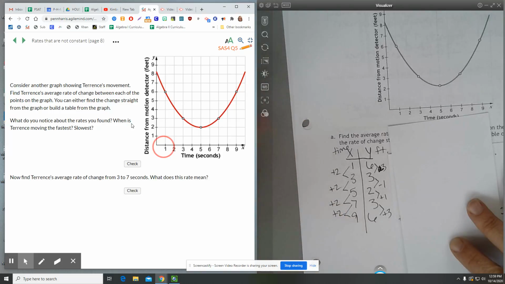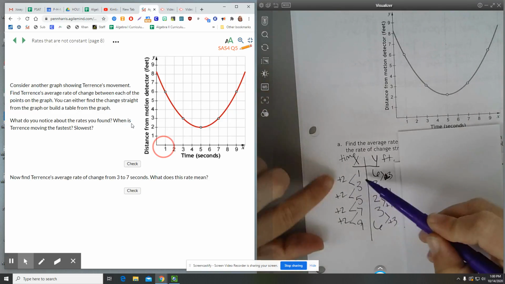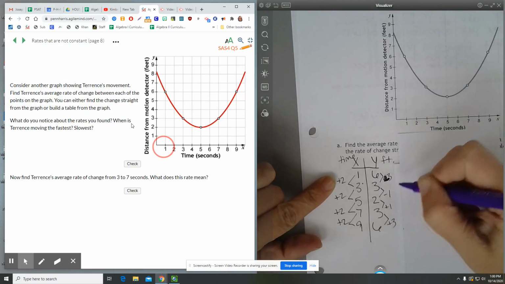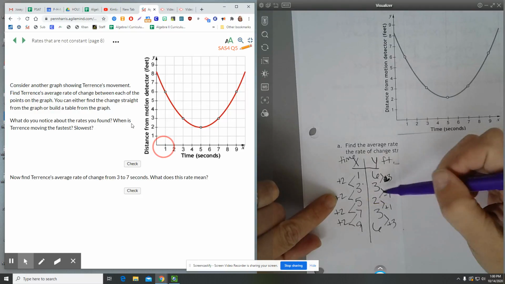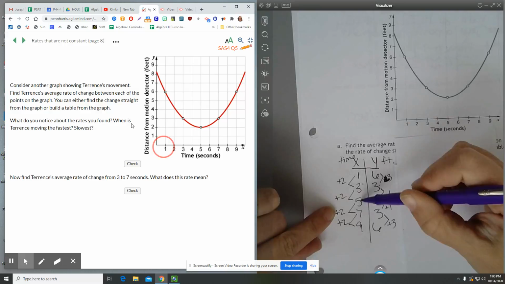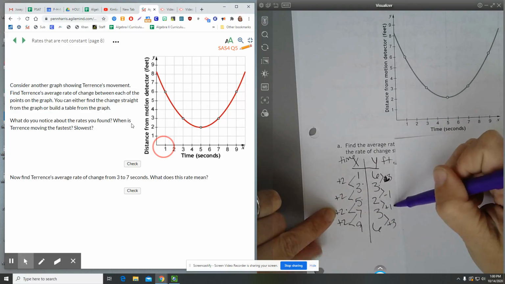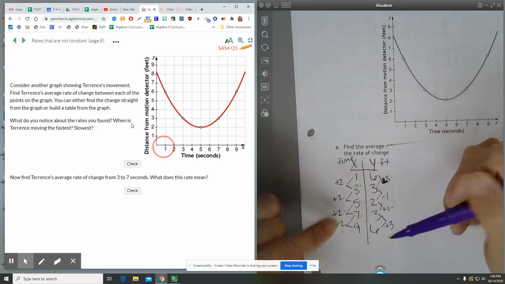Then they want us to find the rates. Okay. So I did the same thing that we did on the other side. I said from 1 to 3 seconds, it was +2. From 6 to 3, be careful. This is a -3. From 6 down to 3. From 3 to 5, it's 2. And from 3 to 2, it was -1. Again, it went down. 5 to 7 is 2. From 2 to 3, it's a +1. And 7 to 9 is 2. And from 3 to 6, it's +3.